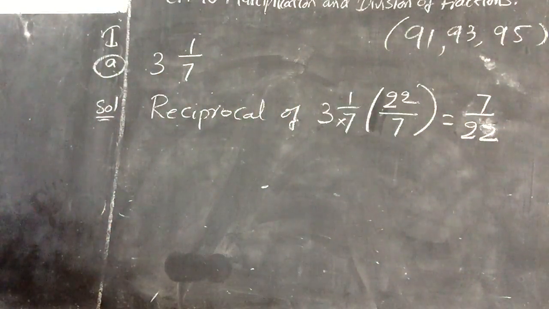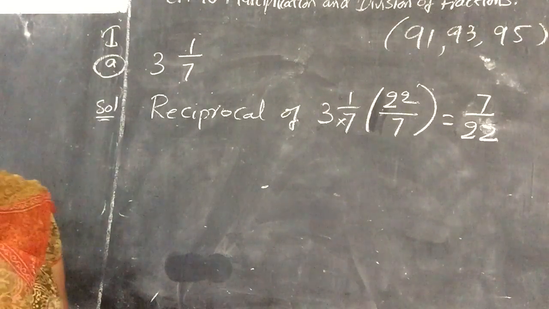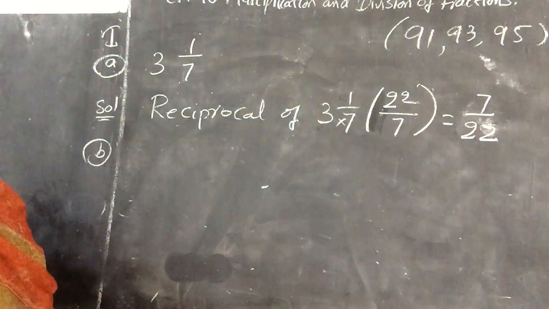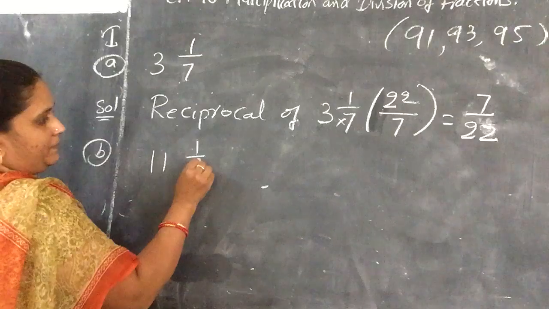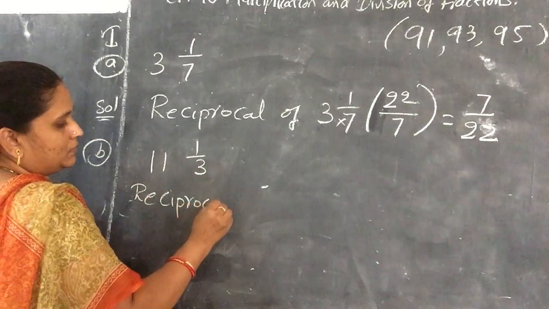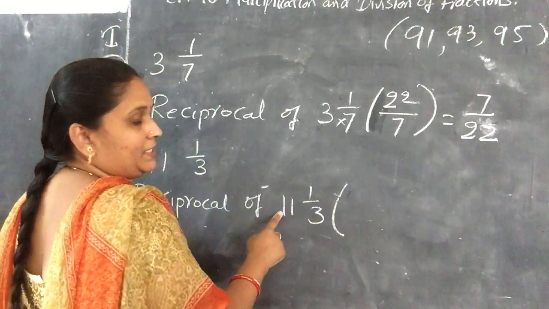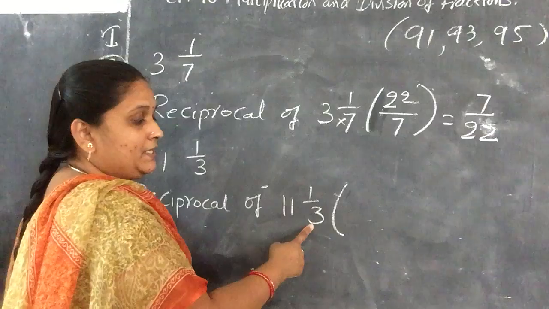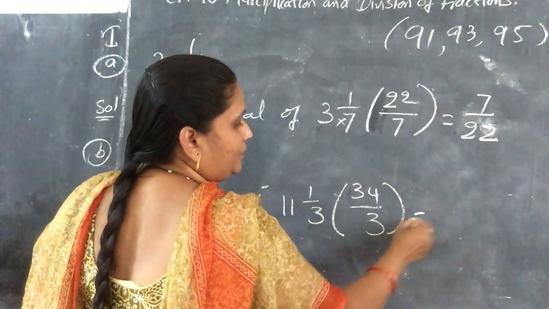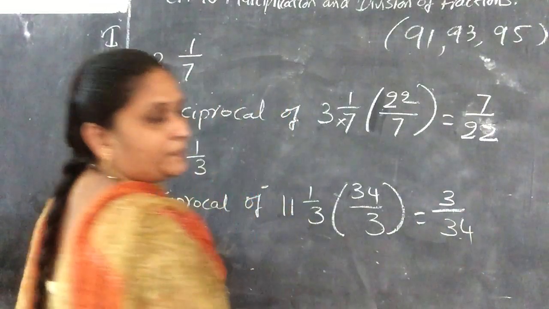Reverse. Okay, remaining sums also, convert first. For example, B. B is 11 1 by 3. Reciprocal of 11 1 by 3. First convert this into improper fraction. 11 3s are 33 plus 1 is equal to 34 by 3. And if you write the reciprocal, it will come 3 by 34.